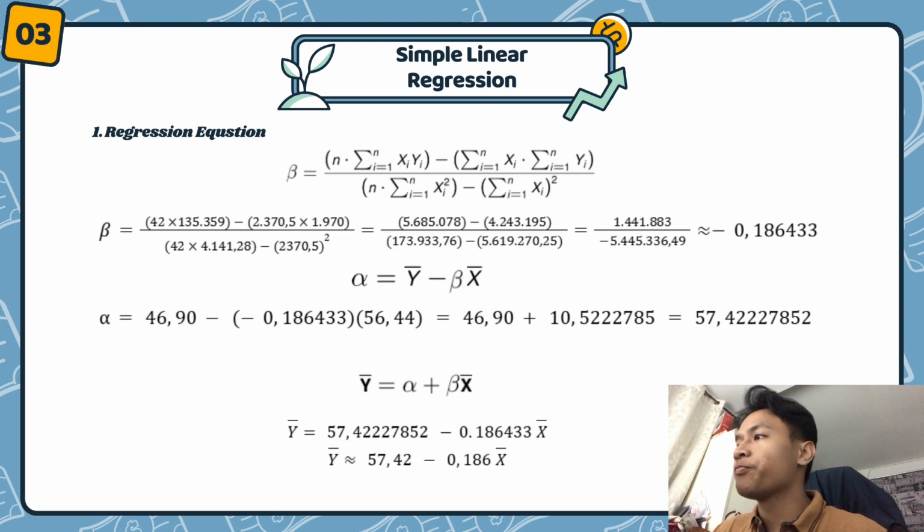And then we go to the final regression equation, or the final formula that we use to search for y. The formula is y equals alpha plus beta x.